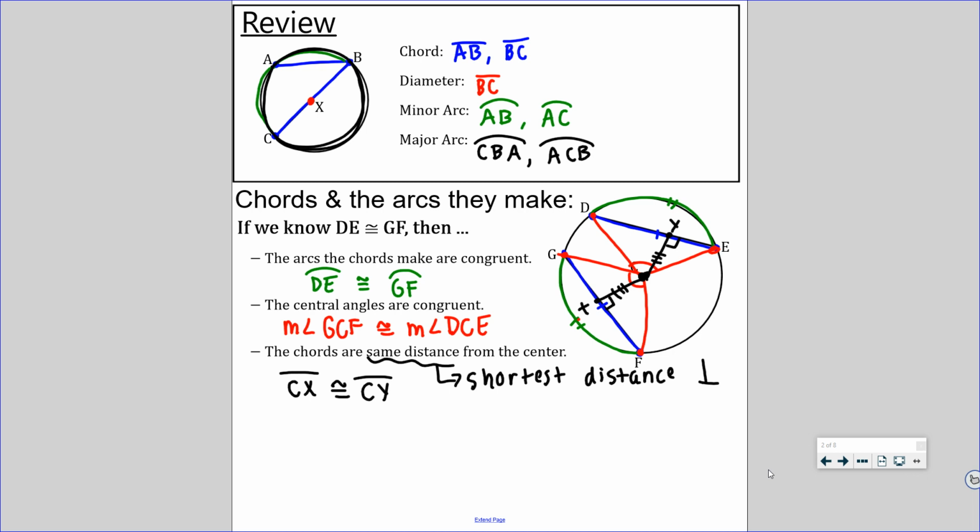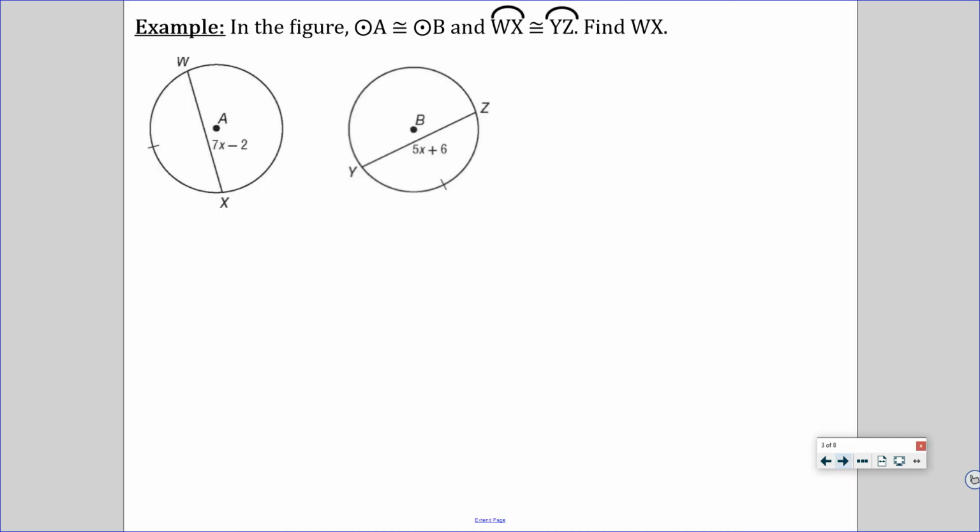Okay. As long as the chords are congruent, all three of those things are true. Again, you can kind of like visualize this. That's a nice thing about geometry. Kind of visualize why that makes sense. We're going to try a couple of example problems with this. That's basically half our lesson though.